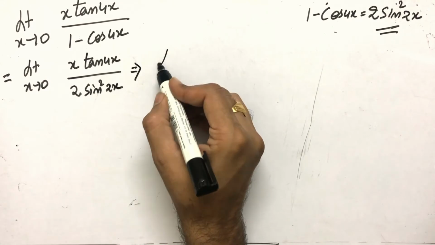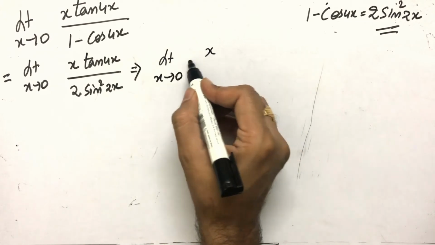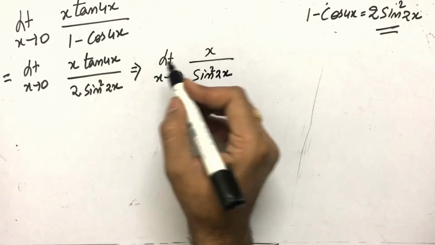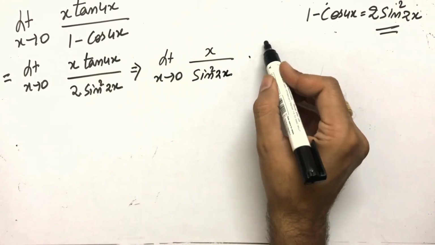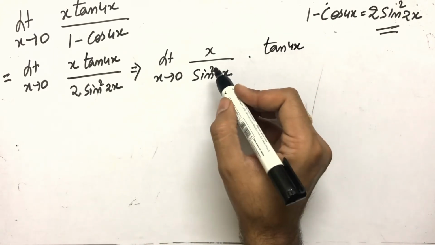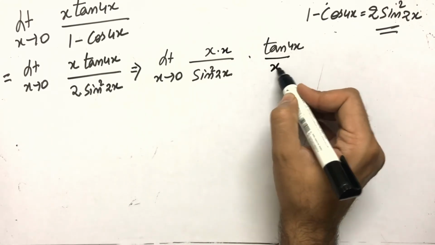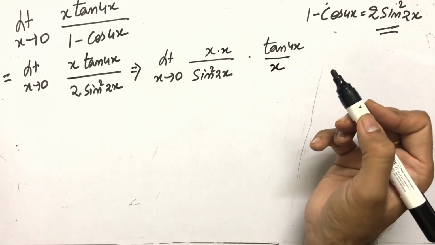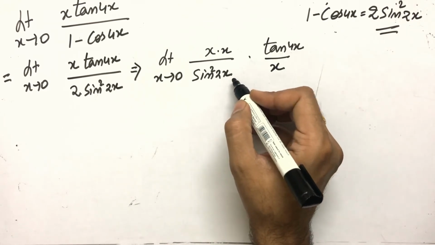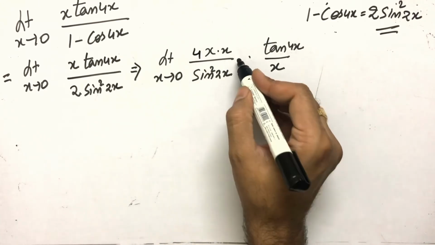written as limit x tends to 0, this is x upon sine square 2x, and here we have tan of 4x. So very easily we can multiply by x here and divide by x here. I hope you got this step. And also we want 2x here. For that, we multiply by 4 here and divide by 4 here.